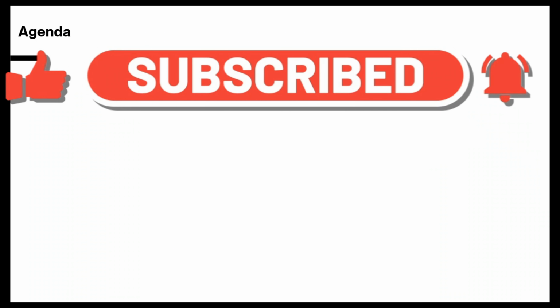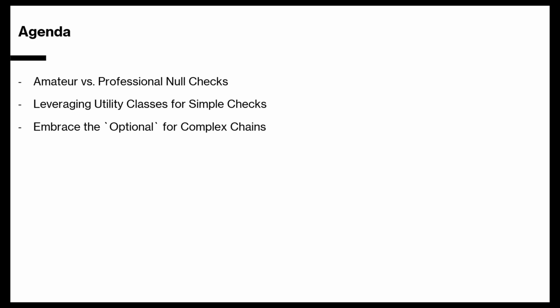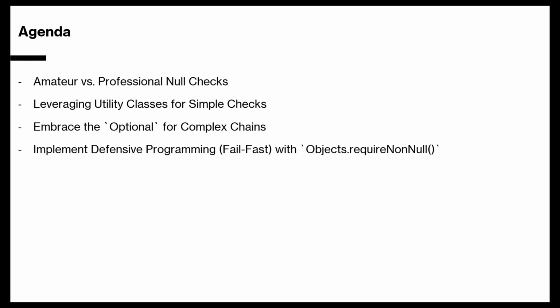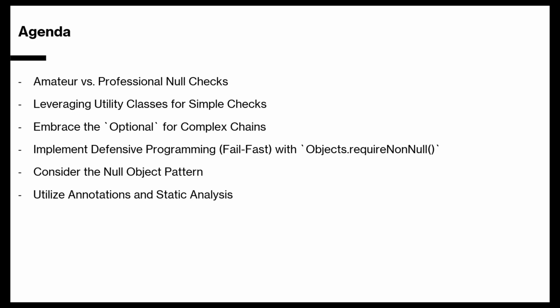Agenda wise, we are going to look into the following topics. We are going to discuss how amateur or professional null checks are being handled. What are the utility classes which we leverage for simple checks. We can embrace Optional for complex chaining, which is a Java 8 feature, and we are going to implement some defensive programming, which is called fail fast, using Objects.requireNonNull. Now we can also consider the null object pattern as well. And last, we will be making use of annotations and static analysis.